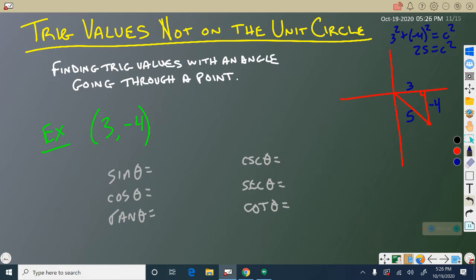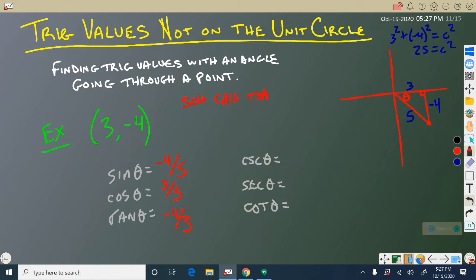And now here's the really easy part. Theta, the angle, is always at the origin. You can now do SOHCAHTOA. So sine, we say it's the y value, but that's only when it's on the unit circle, only when the hypotenuse is 1. You have to be thinking of this as SOHCAHTOA, meaning opposite over hypotenuse for sine. So sine should be -4/5. Cosine should be adjacent over hypotenuse, so 3/5. And tangent is opposite over adjacent, so -4/3.